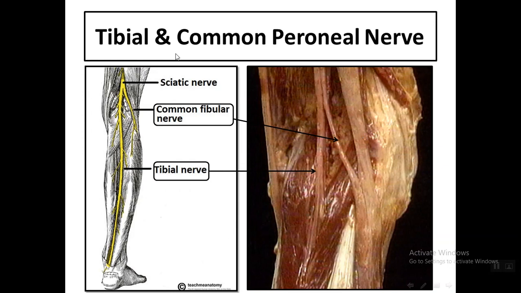Another content of the popliteal fossa is the tibial and common peroneal nerve. As we know from previous lectures, the sciatic nerve at the lower third of the thigh will divide into its terminal branches. The medial one is the tibial nerve, and the lateral one is the common peroneal nerve in the popliteal fossa. Here we can see this is the tibial and this is the common peroneal.